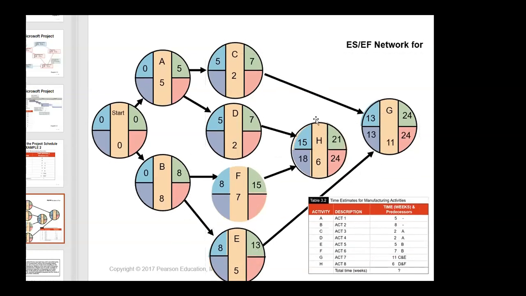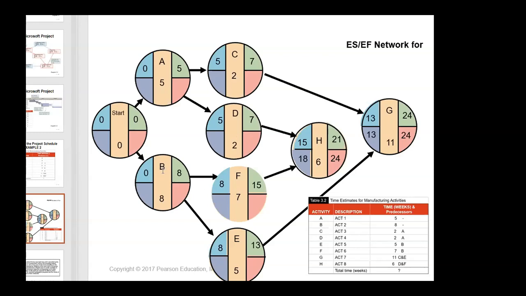Okay, so now we put the numbers in, and the numbers are right here. I start A with the 5. How long does it take to complete activity A? 5. Starting at 0, 0 plus 5 is 5. 5 plus 2 is 7. D has 2 days. 5 plus 2, 7. How about E and F?